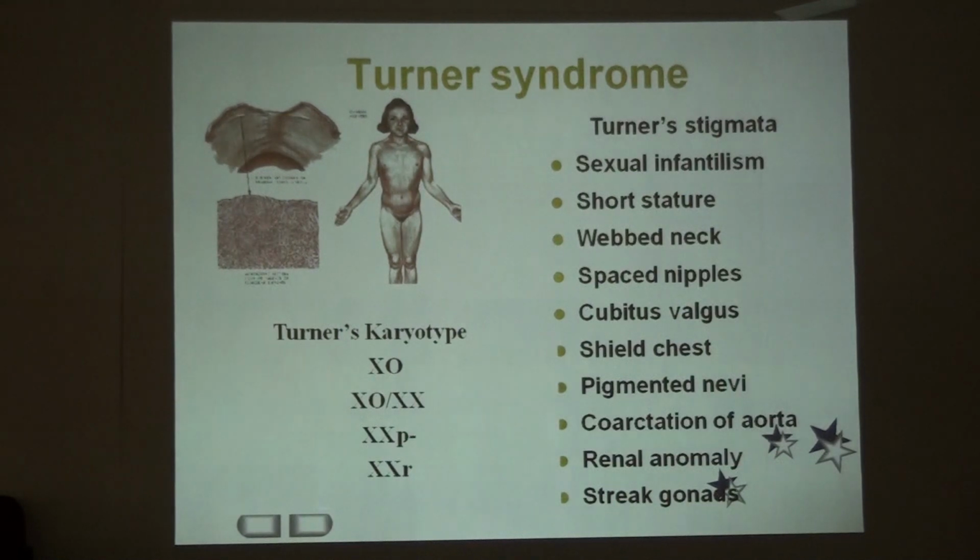Turner syndrome could be of different types. It is 45X0, or 46X0, or XX mosaicism, or 46XX but the short arm of the second X chromosome will be deleted, or it could be a reversal.